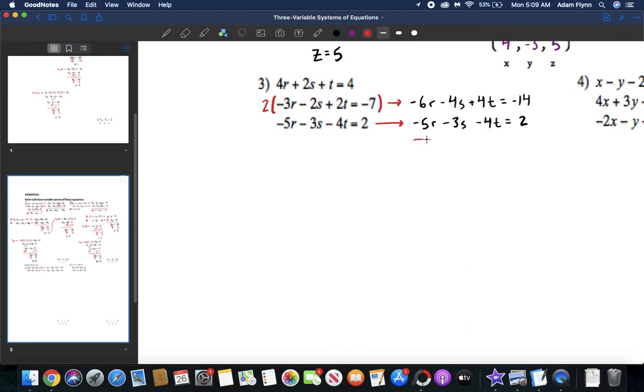So I can combine these two equations. When I do that, my t's eliminate. -6r minus 5r is going to be a -11r. -4s minus 3s is going to be a -7s. And -14 plus 2 is going to be a -12. So this is going to be one of my start equations.